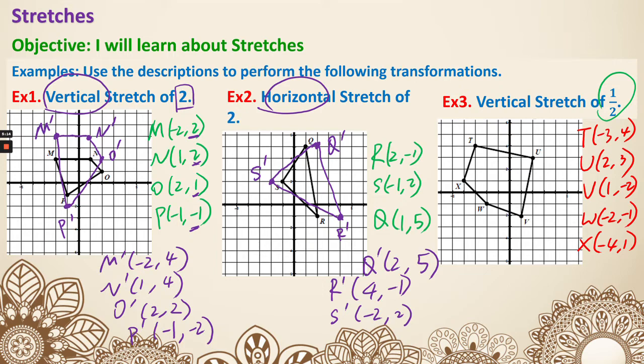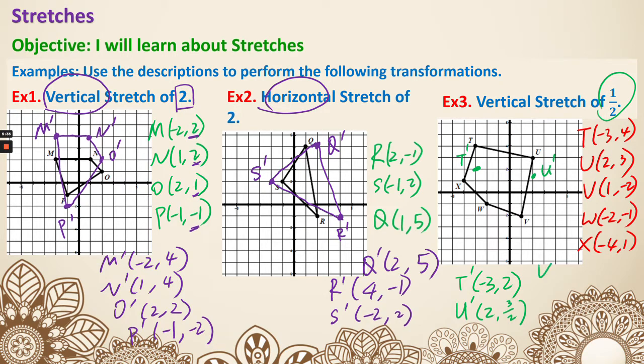That means we're going to change all the y values by 1/2. Start with T prime, that is -3, 4 times 1/2 is a 2. That is my T prime. Next, U prime, the 2 doesn't change, the 3 divided by 2 is going to be a 1.5 or 3/2. So my U prime would actually be here.